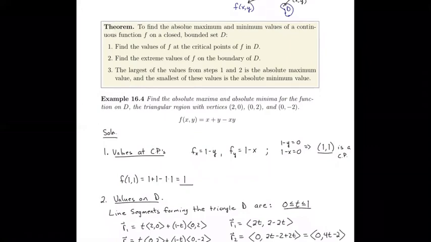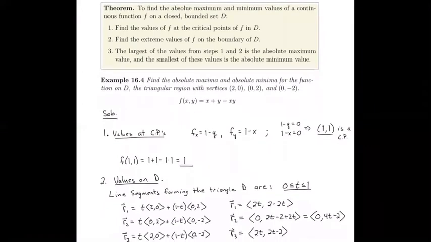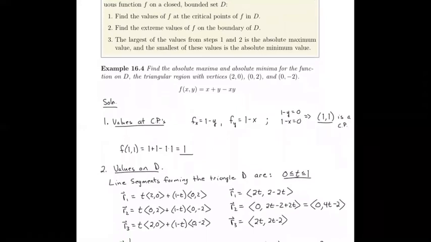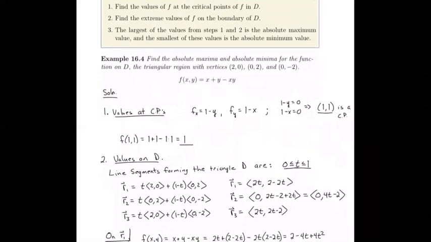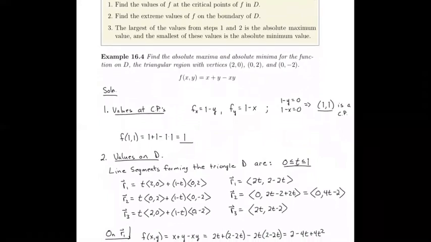So the first example says, find the absolute maxima and absolute minima for the function on D, the triangular region with vertices (2, 0), (0, 2), and (0, -2). Okay, so it looks like we have a closed set, a triangular region, including these vertices and the lines that connect them. And that's in the plane, of course, three points lying in the plane forming a triangle: (2, 0), (0, 2), and (0, -2).